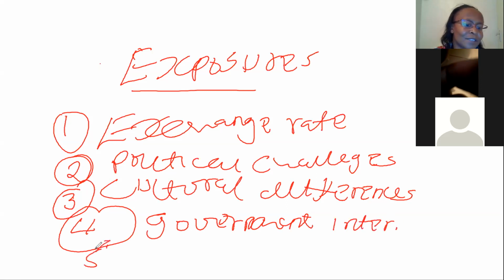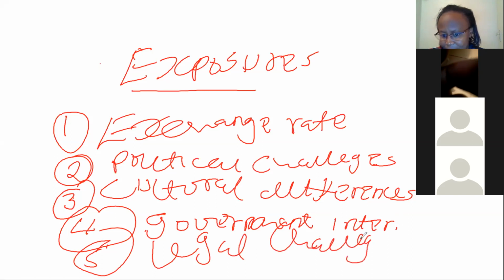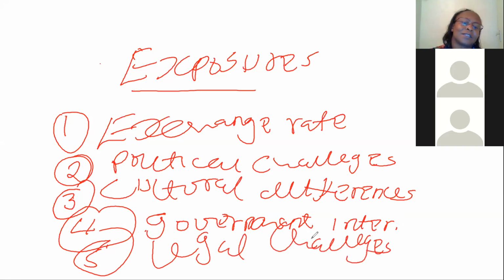Then number 5, what is the other challenge you can think of if you decide to go international? There are legal challenges. You have to get a lot of documentation. There are legal challenges, because for you to carry out international trade, you have to get a lot of documentation.